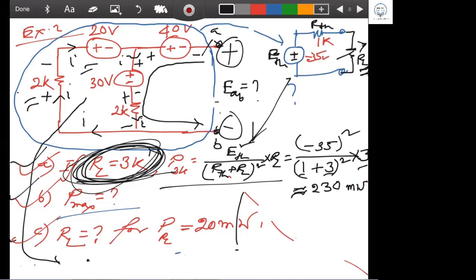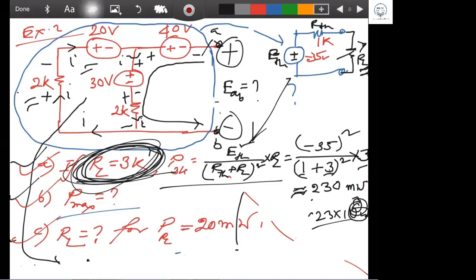Kilo ohm means 10 to the power 3, right? So 1 into 10 to the power 3, 3 into 10 to the power 3, and then you do it. You can see it is giving you 0.23 into 10 to the power 3. That means this is milliwatt. You can see 0.23 watt here.